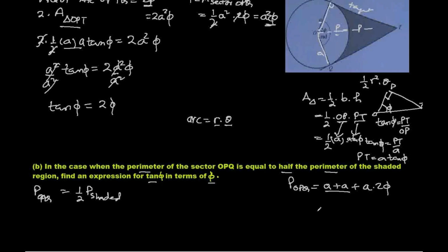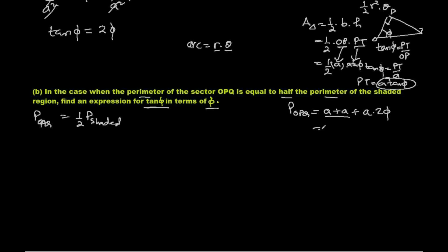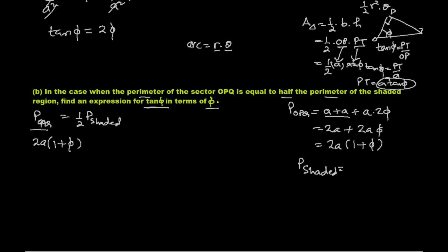So it becomes 2A plus 2A phi. We can take 2A common from this: 2A(1 plus phi). This is what we can write here on the left side: 2A(1 plus phi) is the perimeter of OPQ. Now half of the shaded region. First we'll find the perimeter of the shaded region only. Okay, let's go back.